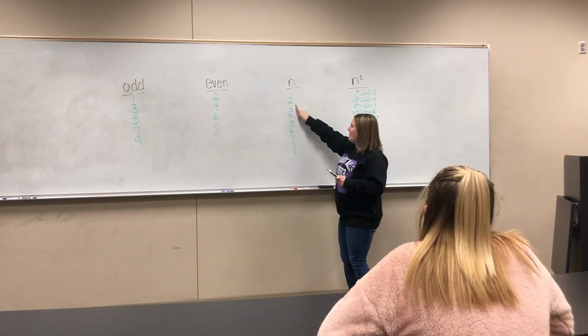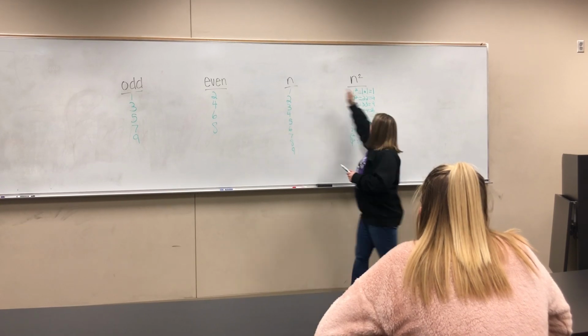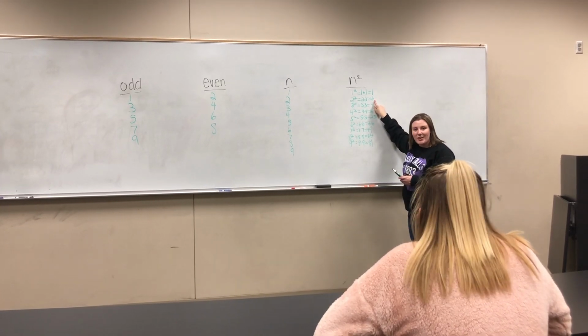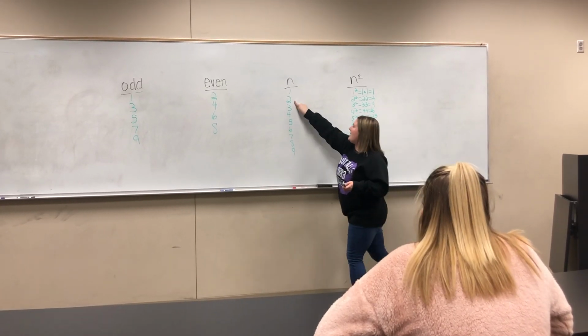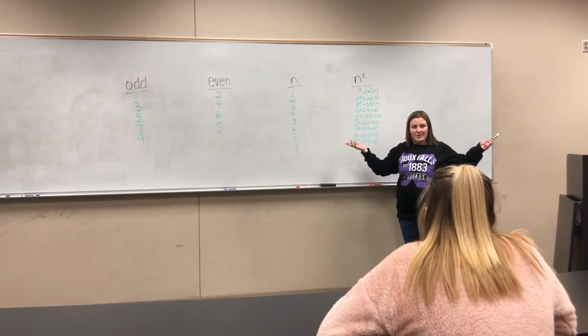So now let's look at this one. What kind of number is this? It's an even number. And what kind of number is this? Also even. So we know if n is even, then n squared is even. So we can prove both of our statements.